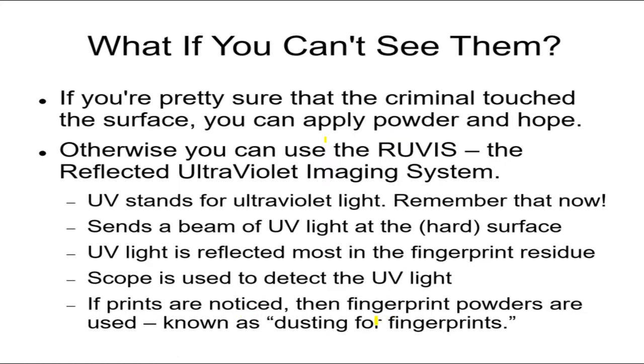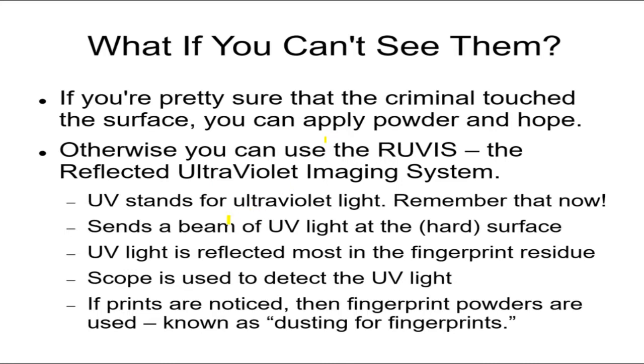Okay, that's what they do. They put dust on the area. The dust clings to the oil that the ridges left behind. Blow away the rest of it, and you'll have an outline of the fingerprint. Sometimes you don't know where they touched, so you can just assume they touched around somewhere. Well, for that, you can use the RUVIS. That's a reflected ultraviolet imaging system.